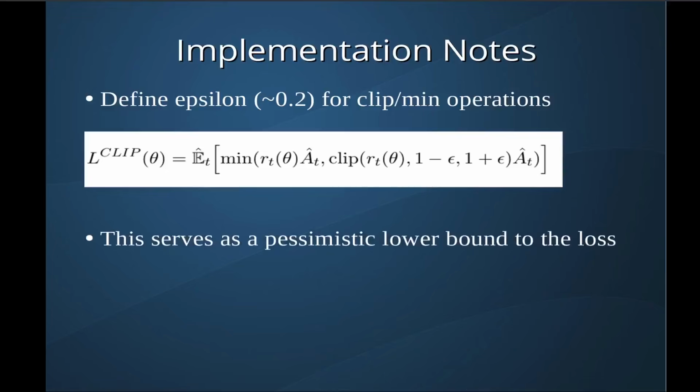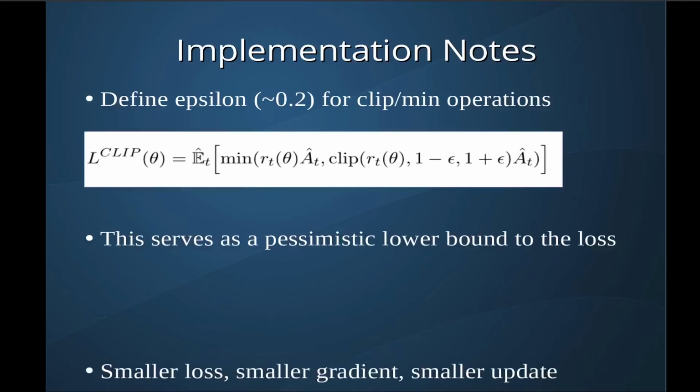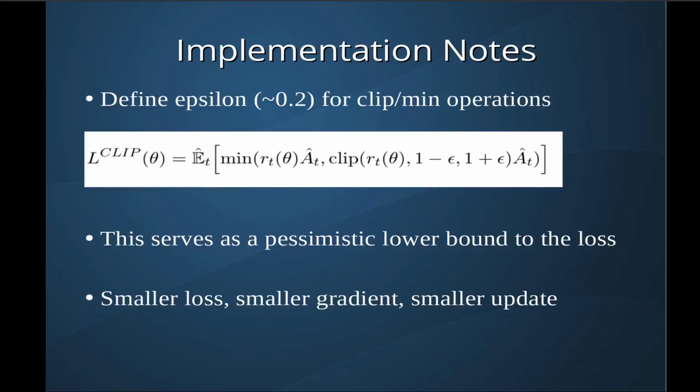So this serves as a pessimistic lower bound to the loss. And they don't go into any real depth in the paper on the reasoning for this. But to my mind, and this could be wrong, I am an idiot sometimes, my understanding is smaller loss, smaller gradient, smaller update. That's the whole point of it. So let's talk about this advantage now.